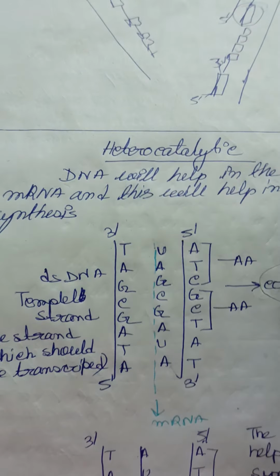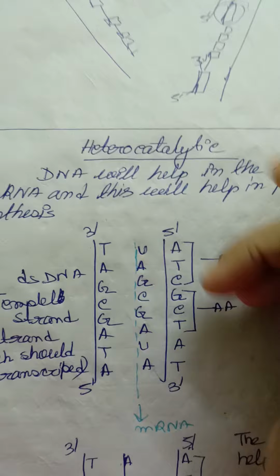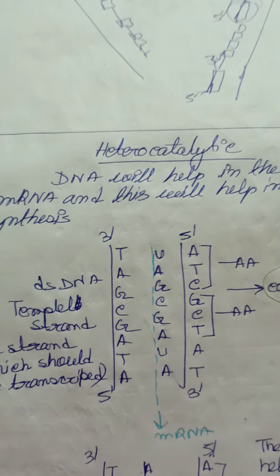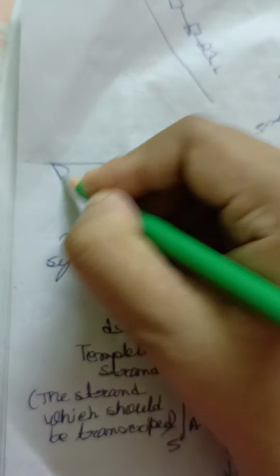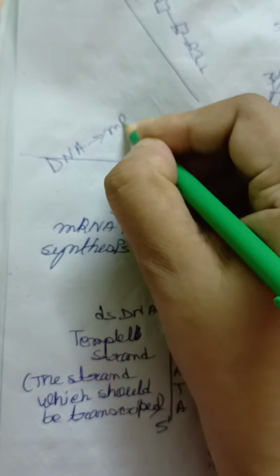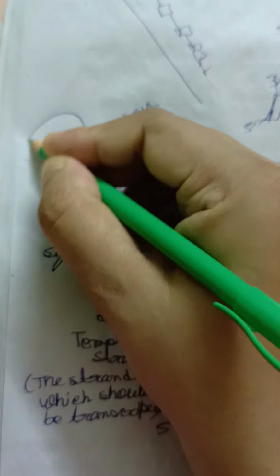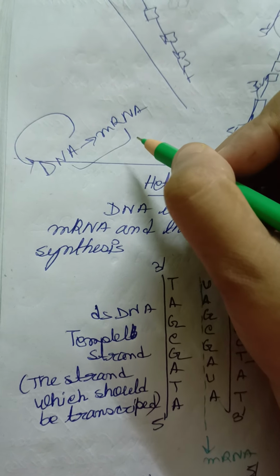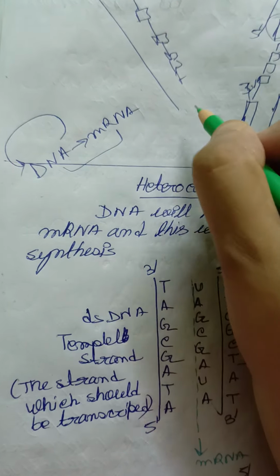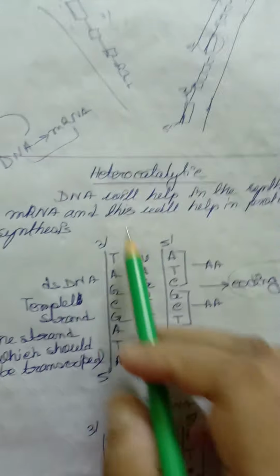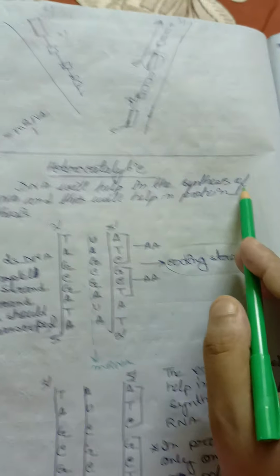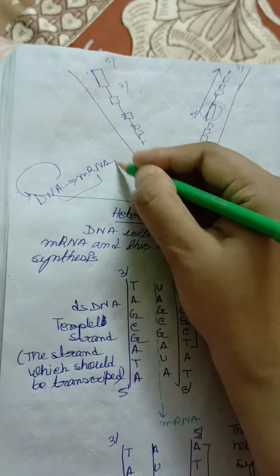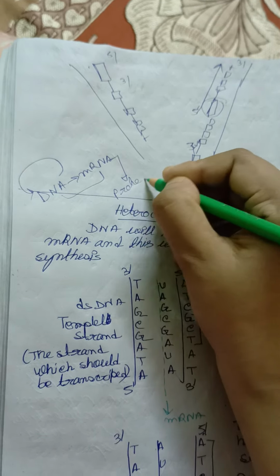After replication, the next process is transcription. The transcription process is also called heterocatalytic, because here DNA to RNA synthesis takes place, mRNA, right? Because we know from DNA the next part is mRNA synthesis. From DNA to DNA synthesis we know is replication; we have learned this part. Now DNA to mRNA synthesis is called transcription, and it is also called heterocatalytic. DNA will help in the synthesis of mRNA, and this will help in protein synthesis, because from mRNA protein synthesis will now take place, that we know.